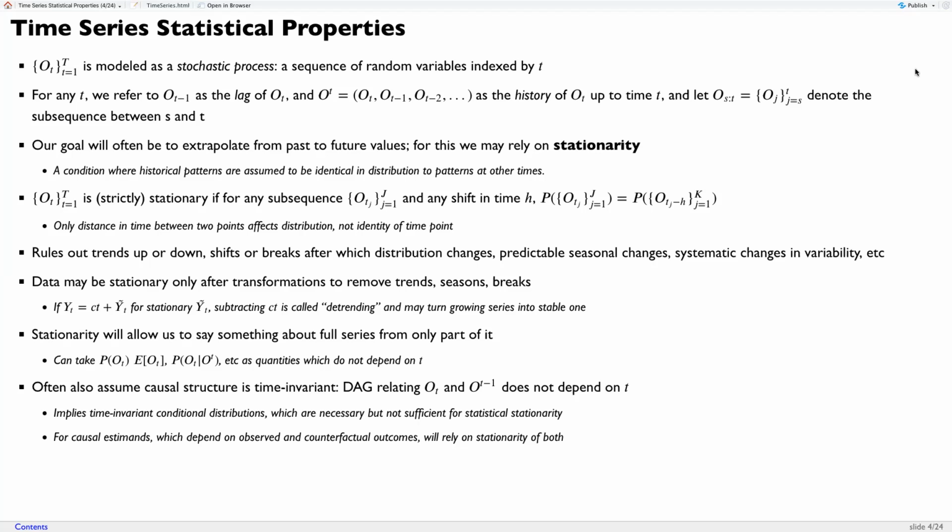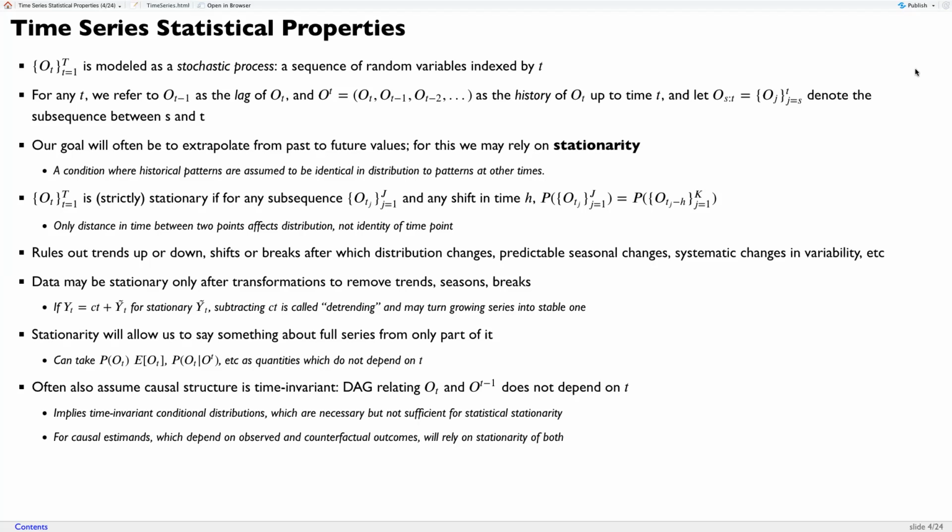If we have it, which usually we don't, but occasionally we can approximate it after transformations, it will allow us to say something about the full series from only part of it, because we can take, for example, the distribution of observations at time t, or their expectation, or the conditional distribution at time t given the past history, O_t given O^{t-1}, as quantities which do not depend on t. I'll use the t index, but the actual value of t won't matter. That will be the same for any t. And so we can think about the distribution of an observation or a vector, or the conditional distribution of a pair or a subsequence of time points.